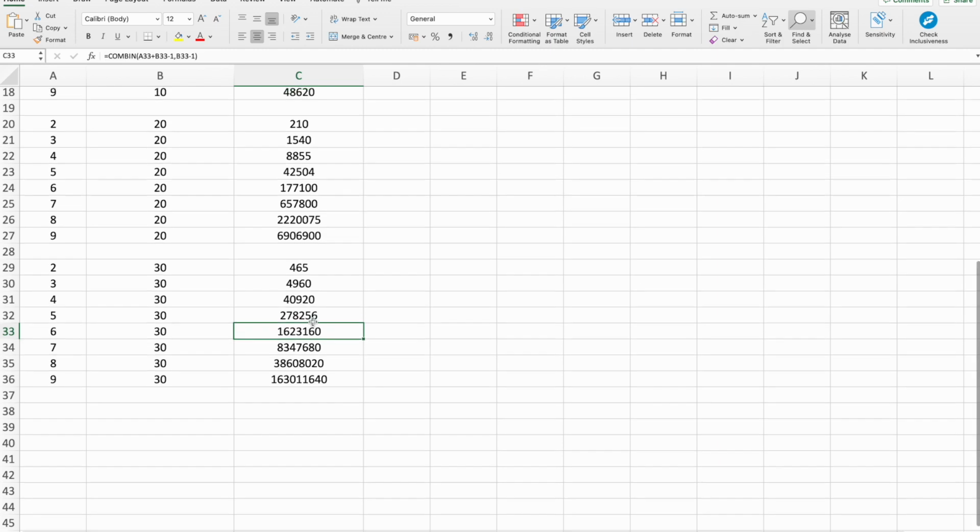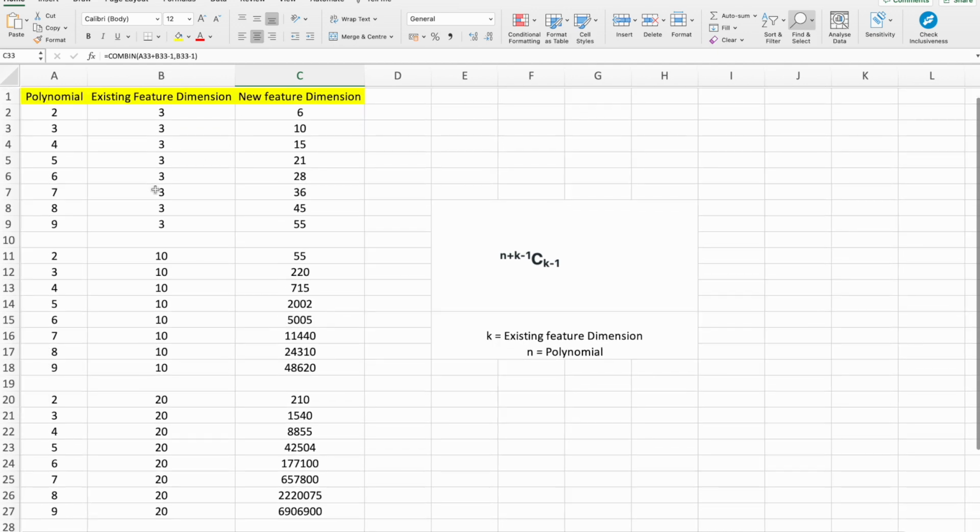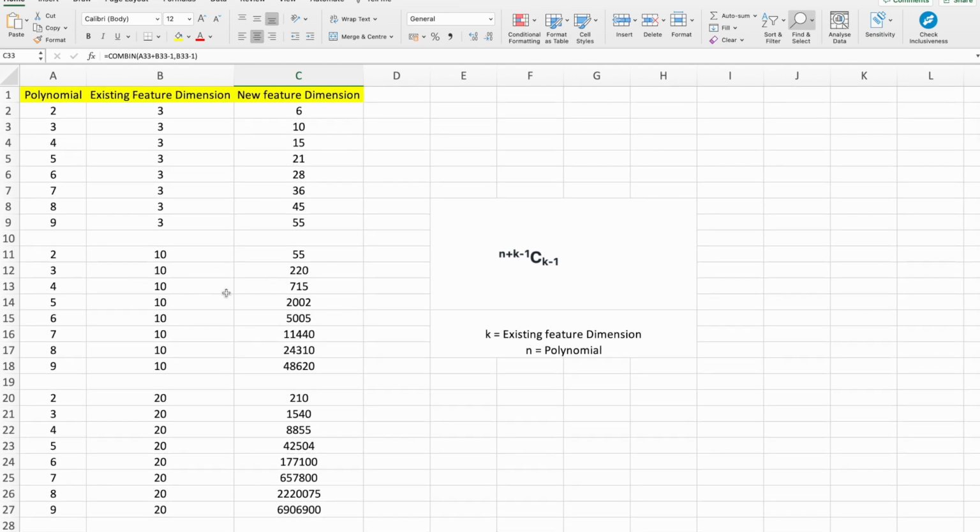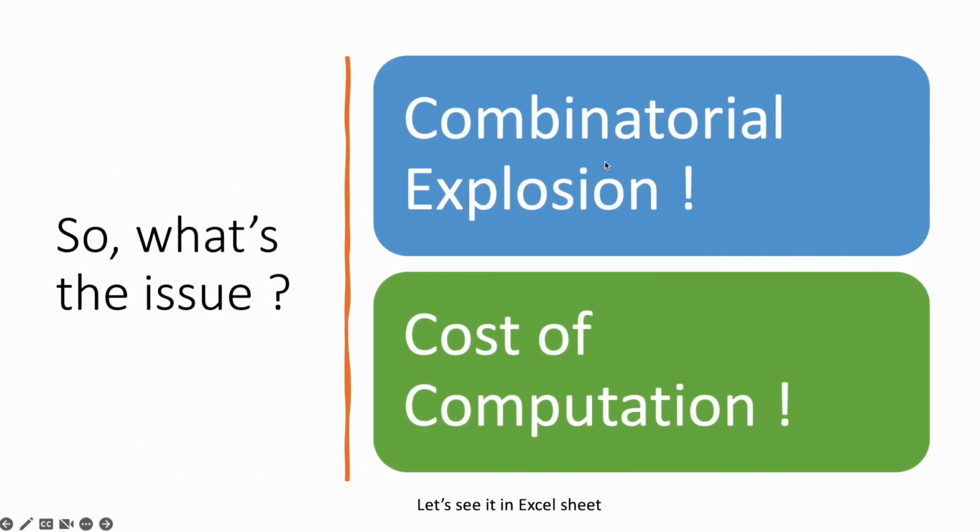Huge cost. So friends, with this, I hope you got an understanding of what combinatorial explosion is. The number of features you raise to the power, and the combinations, is very, very huge. The number of dimensions you will get is very, very huge. That is what I meant by combinatorial explosion. Because of it, the number of new features in higher dimension becomes so large that the cost of computation goes very, very high. So that's the issue with it.